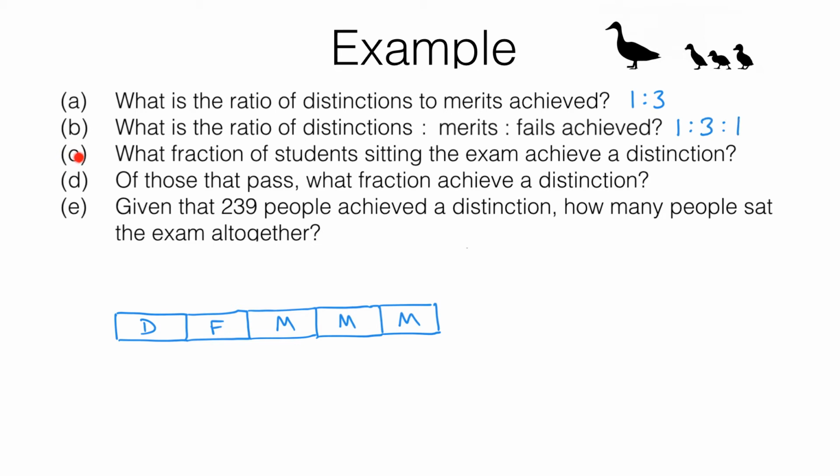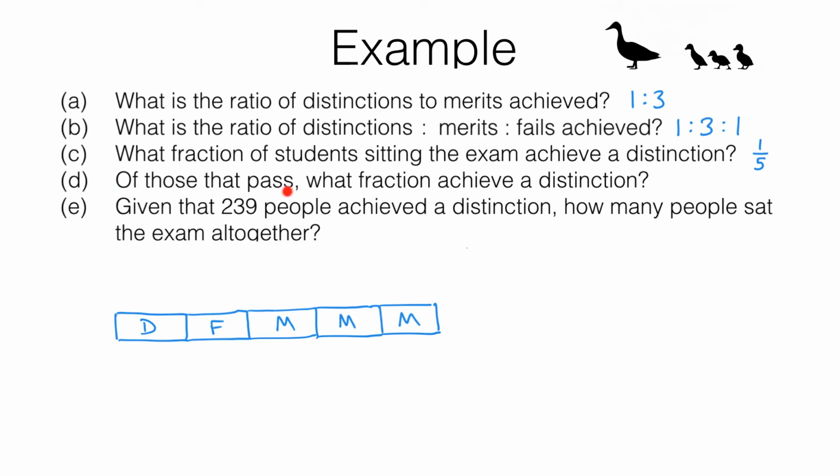In question C, we're looking at what fraction of students sitting the exam achieve a distinction. Now remember, the whole point of these boxes was to represent equal numbers of people. So what we can see here is that 1 out of 5 equal parts are getting a distinction. So that means 1/5 of the students are getting a distinction.